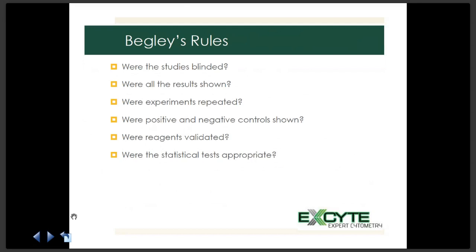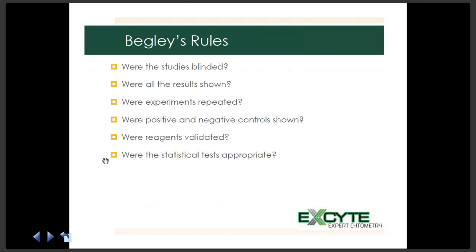What Booth's article in Forbes summarized out of the work of Begley and others was these 6 questions, or as he called them, Begley's rules. So when you're reviewing a paper, when you're reading a study, when you're looking at your own data, these are the types of questions you want to ask yourself to see if you feel that your data will meet that mark of reproducibility. Now, the first question is, were the studies blinded? Were all the results shown? Were the experiments repeated? Were the positive and negative controls shown? Were the reagents validated? And last but not least, were the statistical tests appropriate?